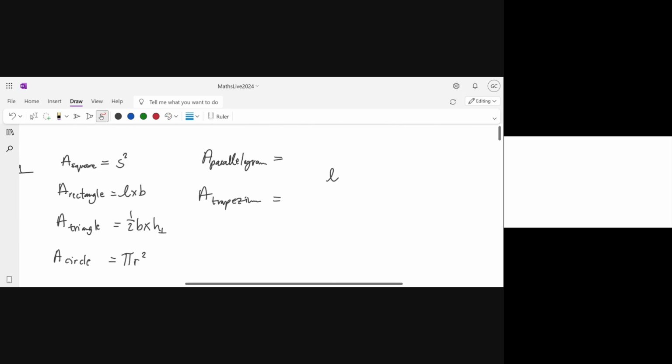There we go. All right, I know that the area of a parallelogram is going to be the base multiplied by the perpendicular height of my parallelogram. And I know that the area of a trapezium is going to be A plus B over 2 multiplied by the perpendicular height. All right, so I'm helping you guys out.